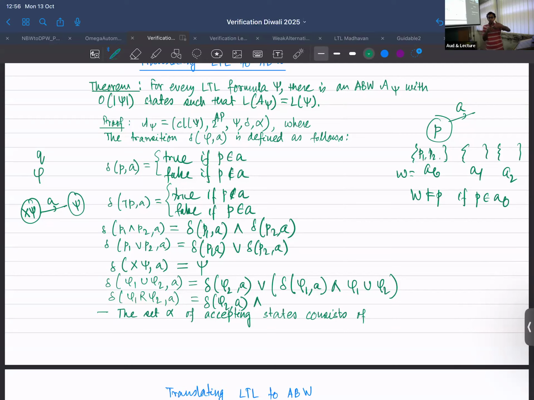So phi 2 anyway has to hold true. If phi 1 now also holds, then we are good enough. If that is not the case, then from the next state you again have to do the same thing: phi 1 release phi 2. So it is delta of phi 1 comma A and delta of phi 2 comma A, or phi 1 and phi 2. Both are sets. Okay, good. So this is the thing.